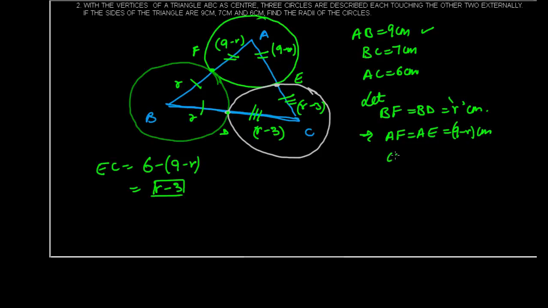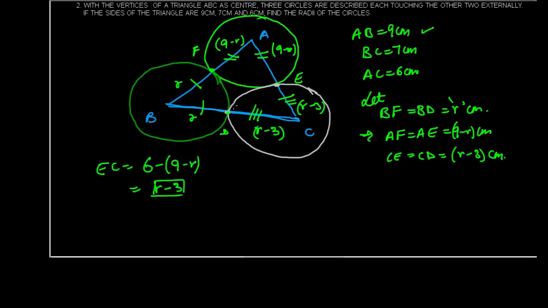And CE equal to CD equal to R minus 3, because this plus this is 6. So 9 minus R plus R minus 3, R cancels, 9 minus 3, 6. They have to be 6, right? Because it's given in the question, AC is 6. So I hope you got this right.